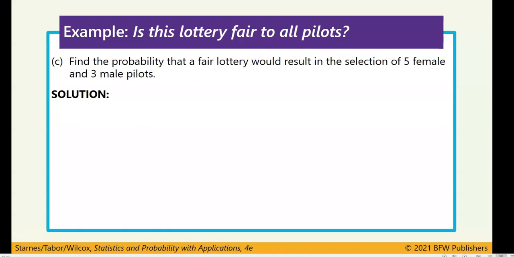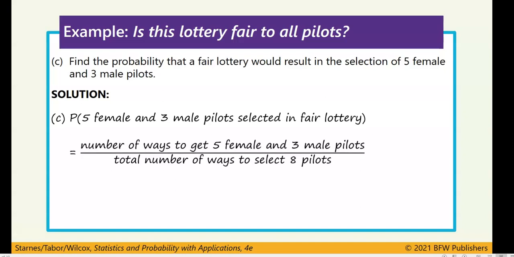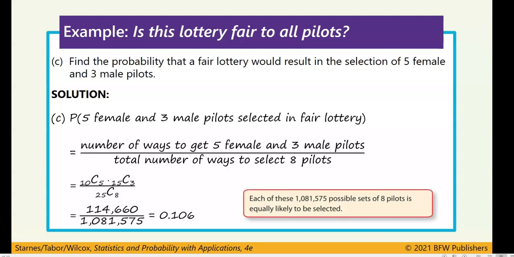Part C, find that a fair lottery result in the selection of 5 female. So that's asking the next question, which is take that and just divide it by 20. That's what I had. I thought part B was part C. I was answering the question for part C. And if you typed on your calculator, you get 0.106 or 10% chance. So that could happen, right?